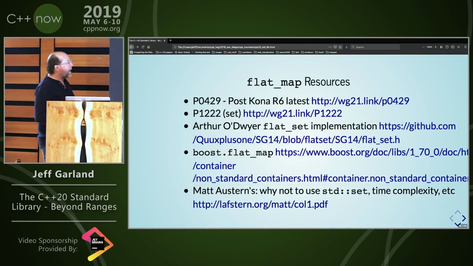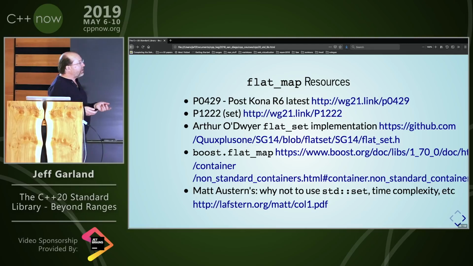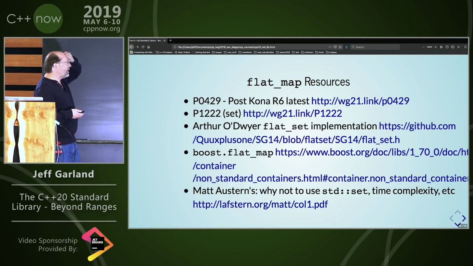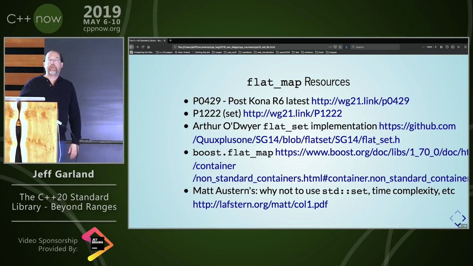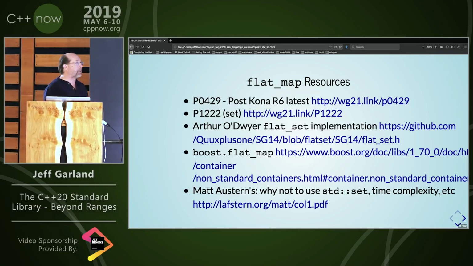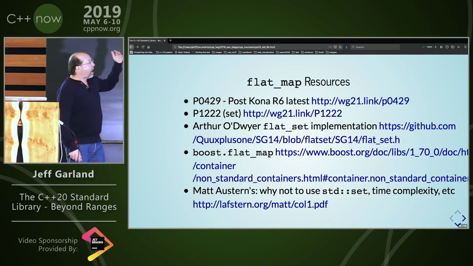Okay, so where are we at with this? There's actually two different papers. R6 is the latest one. It's in the post-Kona release. That's 0429. That one has been reviewed by LWG. 122 actually has the set pieces of it. That was done by LEWG at the last meeting. That one has not been looked at by LWG at all.